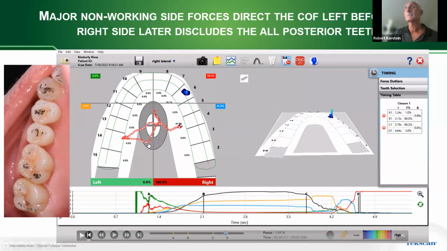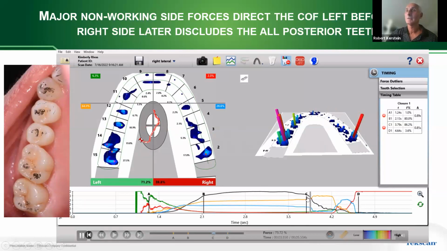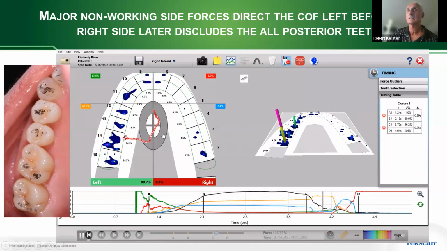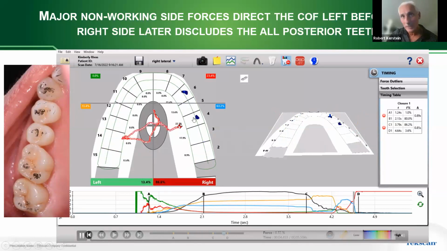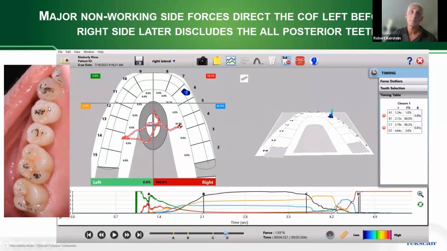So you might look in this patient's mouth and say, wow, they have anterior guidance. They have canine guidance, you know, visually, but not when you record it. When you record it, you have group blockages on the non-working side that precede the ability of the anterior guidance to take over. And then you see the center of force quickly switch to the right as soon as the patient has moved off of these teeth.